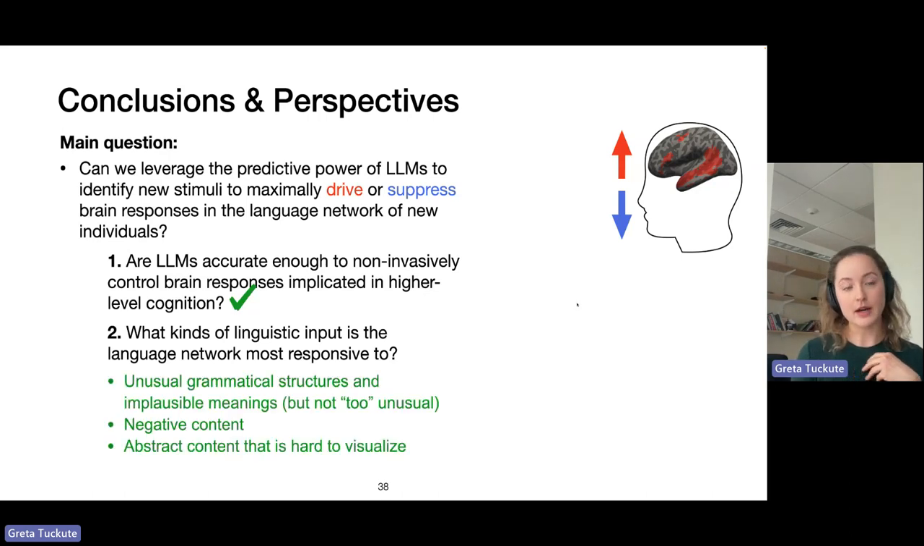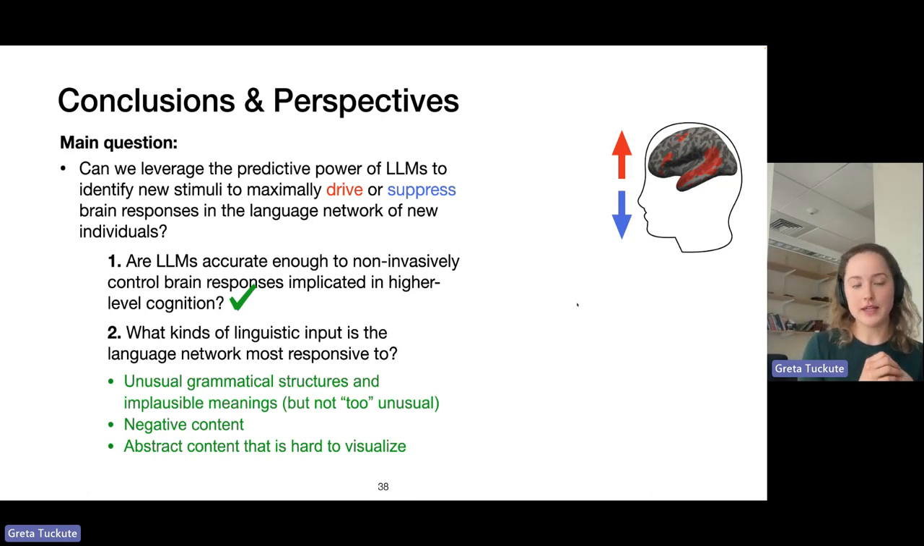And for the next question about what kinds of linguistic input the language network is most responsive to, basically what kind of stimuli drives the system the most, we found that sentences that have unusual grammatical structures and somewhat odd meanings really drive the system, but they can become too unusual. So that means that this system is operating on a scale: if there's some interesting information to extract, then this network will work hard to do that. But if the input becomes too ill-formed, the network will no longer respond.